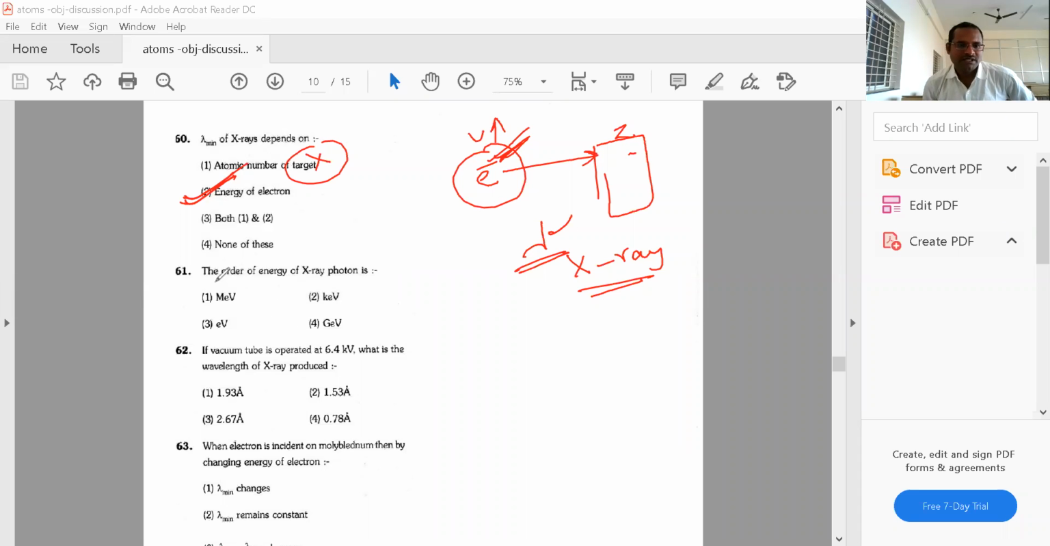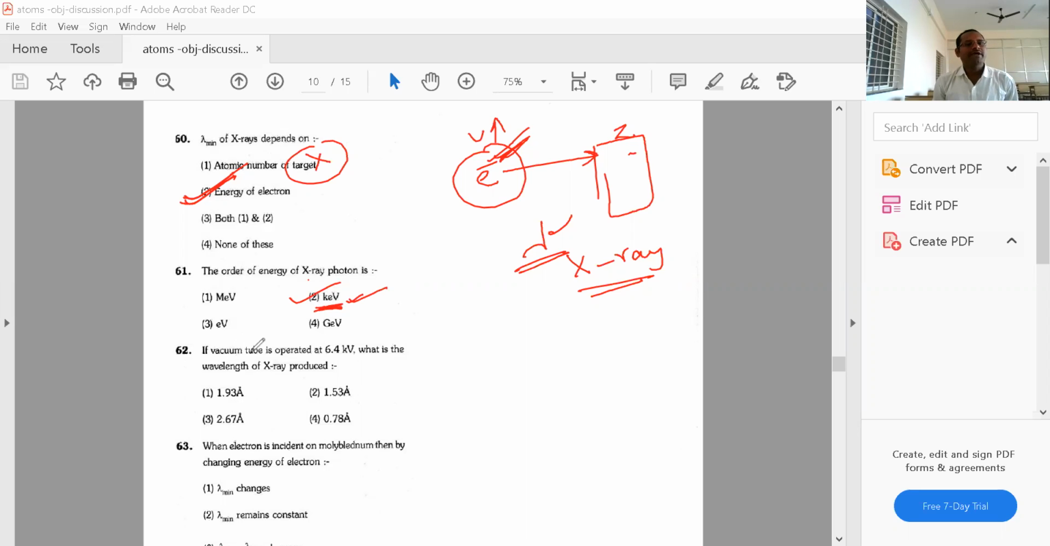Next. The order of energy of an X-ray photon is, so energy of X-rays will be in terms of kilo electron volts. You need to remember this. It is not only electron volt. It is in the order of thousands of electron volts. So kilo electron volt is the right answer.